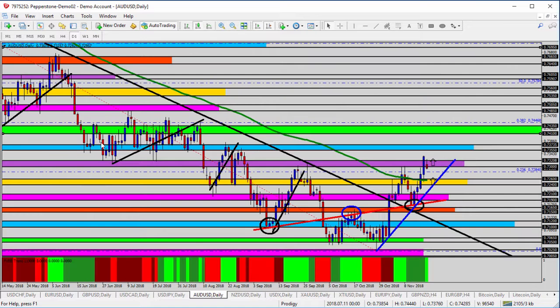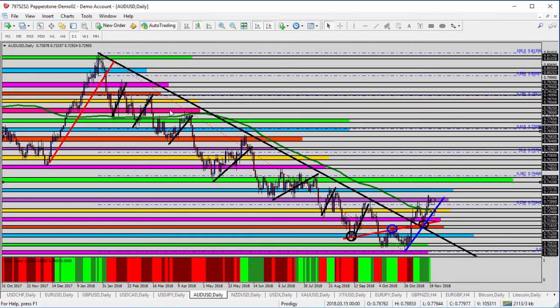Again, going back to history, selling on rallies within the downtrend clearly would have been the opportunity. Look at all those opportunities to sell the rallies within the downtrend. Just the opposite, now we're going to be buying the dips within a potential uptrend for the Australian dollar.